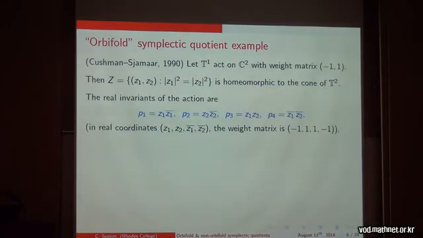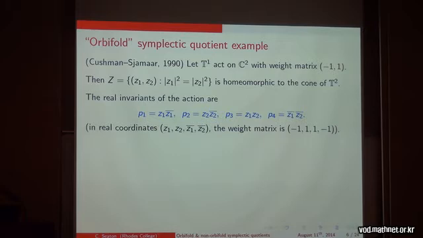And if we look at the invariants of this action, I'll just mention that when we're talking about the real invariants, we can compute these in terms of the complex invariants in the usual way, but we look at the representation plus its dual. So in other words, the weight matrix gets extended to that, and we get 4 quadratic invariant polynomials.